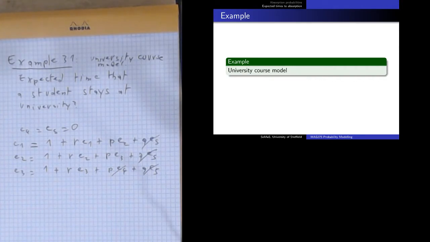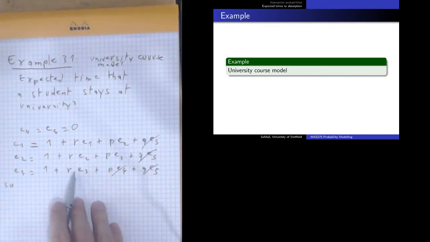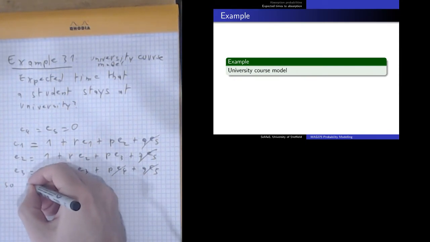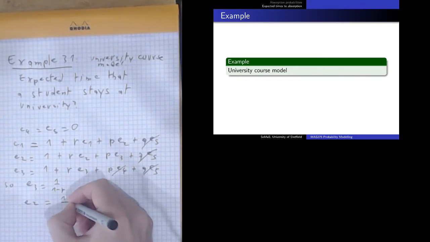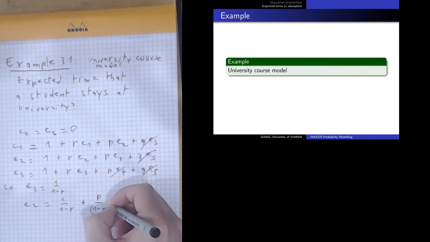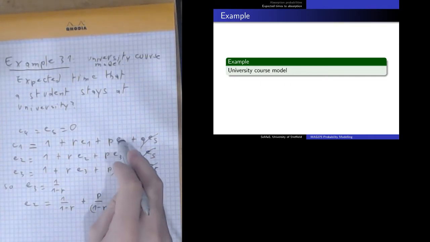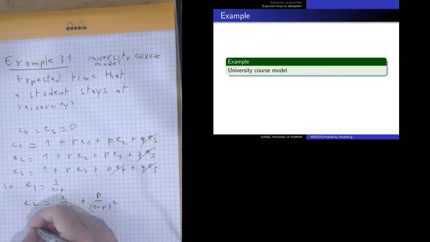And now, as before, we can solve this backwards. So we get E3, though it's simpler than before. E3 just passes to the left. We get 1 minus R and you divide. E3 is equal to 1 divided by 1 minus R. E2. So you get 1 minus R E2 and you get 1 plus P E3. So you're going to get 1 over 1 minus R plus P divided by 1 minus R squared. Okay, so this comes from the P E2 divided by 1 minus R, which came from that, and this comes from this 1 divided by 1 minus R.